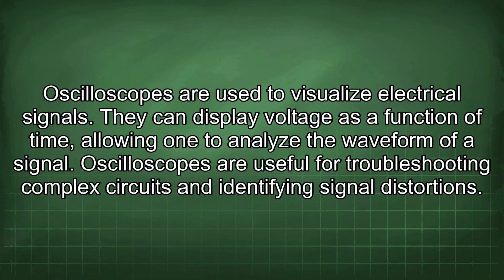Oscilloscopes are used to visualize electrical signals. They can display voltage as a function of time, allowing one to analyze the waveform of a signal. Oscilloscopes are useful for troubleshooting complex circuits and identifying signal distortions.